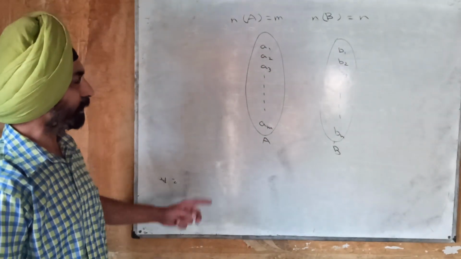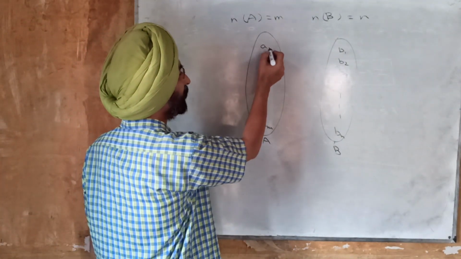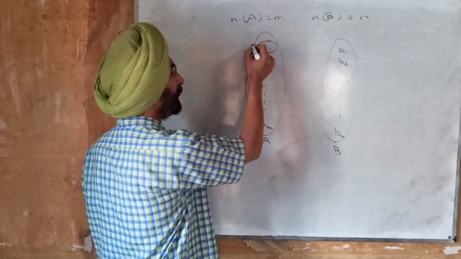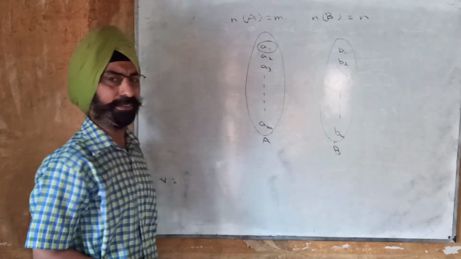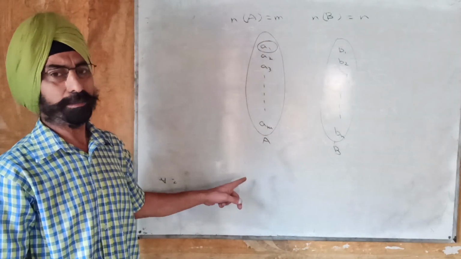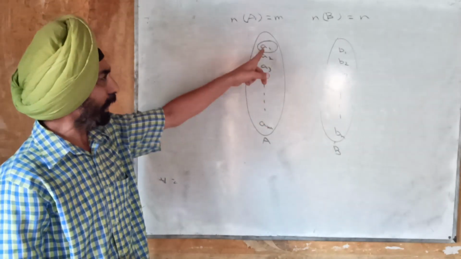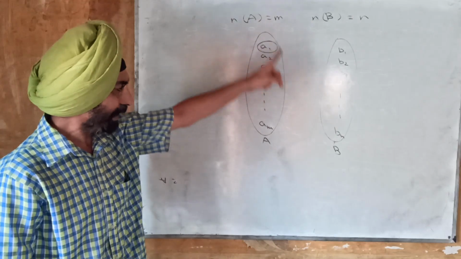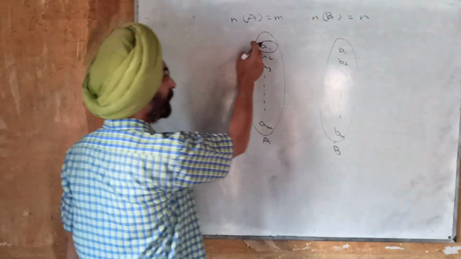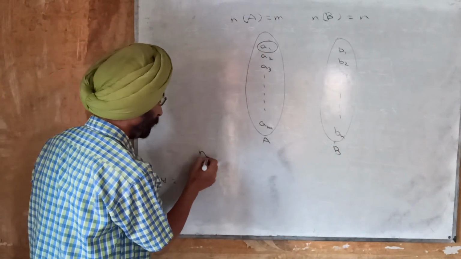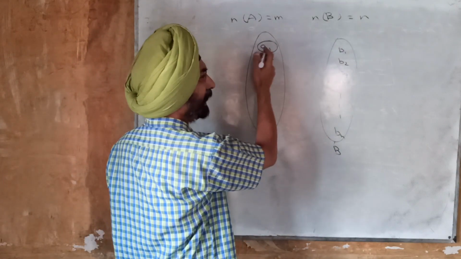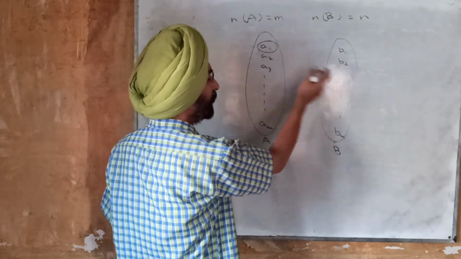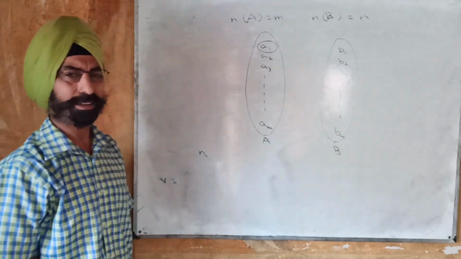To define a function, how many possibilities are there for the image of A1? Because every element must have a unique image. So A1 can have an image in how many ways? In n ways. So this element can have image in n ways. It can have any image. It can have B1, it can have B2, it can have B3, it can have Bn, any image.